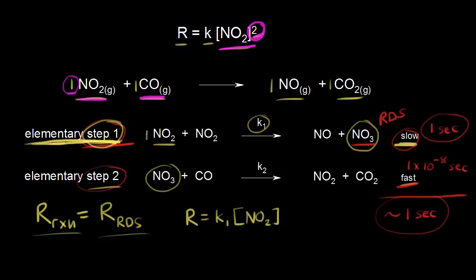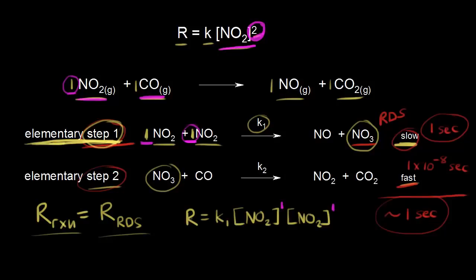And since the coefficient here is a 1, remember for an elementary reaction, you can take the coefficient and turn that into an exponent. So this would be to the first power. And then we have another NO2 over here, so we multiply that by the concentration of NO2. And once again, our coefficient is a 1, so since this is an elementary reaction, we take our coefficient and we turn that into an exponent.